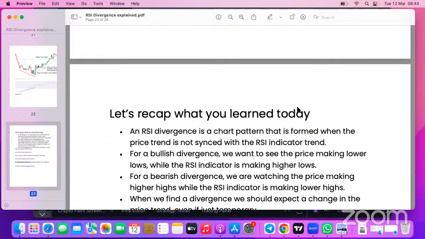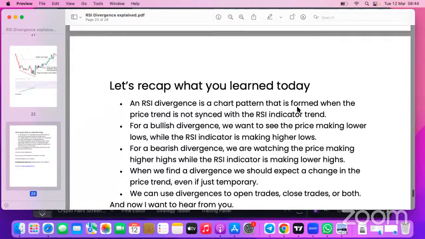So let's just do a simple recap. An RSI divergence is a chart pattern that forms when the price trend doesn't move in the same direction as the RSI indicator. For the bullish divergence, we want to see the price making lower lows while the RSI is making higher lows. For the bearish divergence, we want to see the price making higher highs while the RSI is making lower highs. When we find a divergence, we expect the market to change. We can use divergences to open trades and close trades.